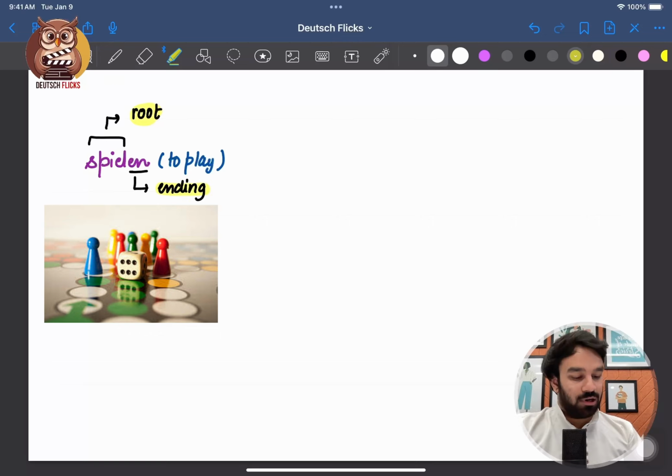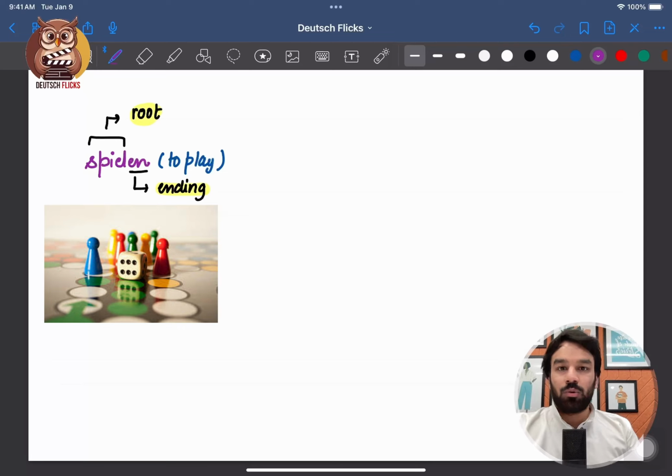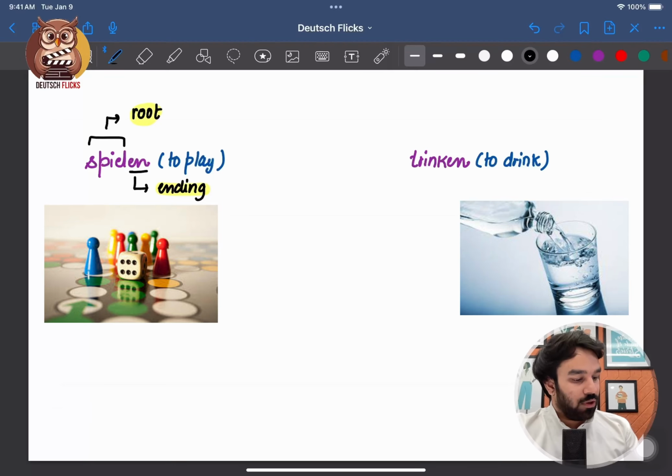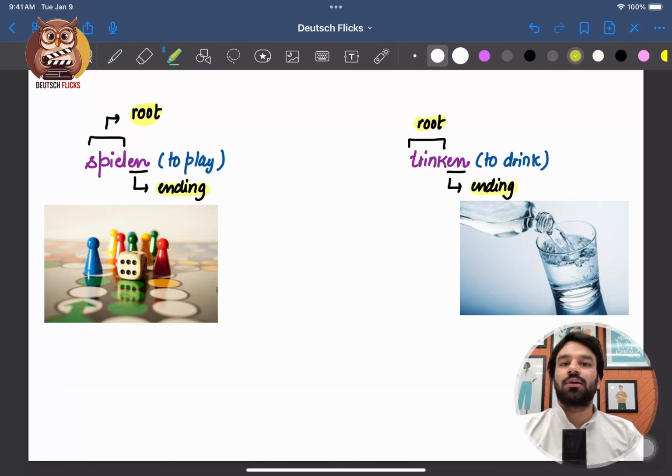Now, I'll give you one verb. You have to pause the video and let me know in the comment section where is the root, where is the ending. So let's take the example of trinken, which means to drink. So yeah, where's the root, where's the ending? Okay, so en is the ending. Now whatever is left will be our root. So trink is called the root of the verb.